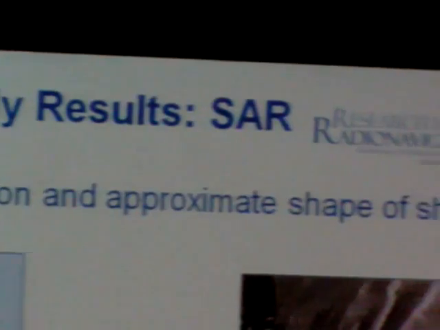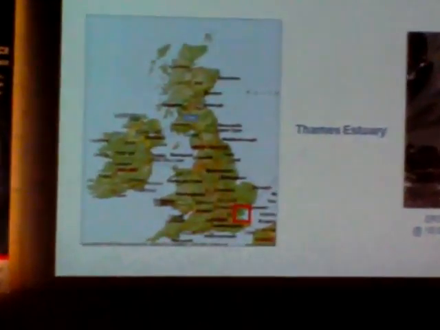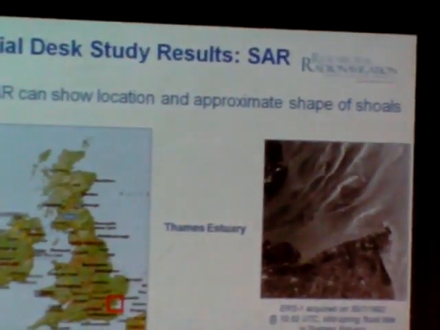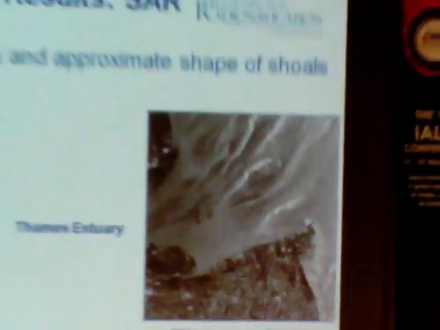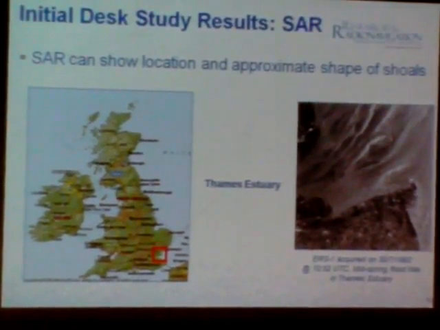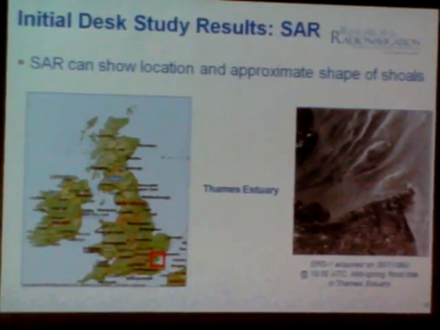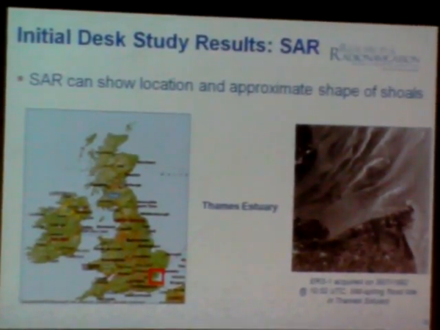The results of this show that SAR can show the location and approximate shape of shoals. The image you can see here on the right shows SAR images of the Thames estuary, and it shows features that indicate approximate positions of submerged sandbanks and shoals. There are strong intensity variations at the location of the main shoals in the estuary, where depths change from 20 metres to 2 to 3 metres in a lateral distance of a few hundred metres.